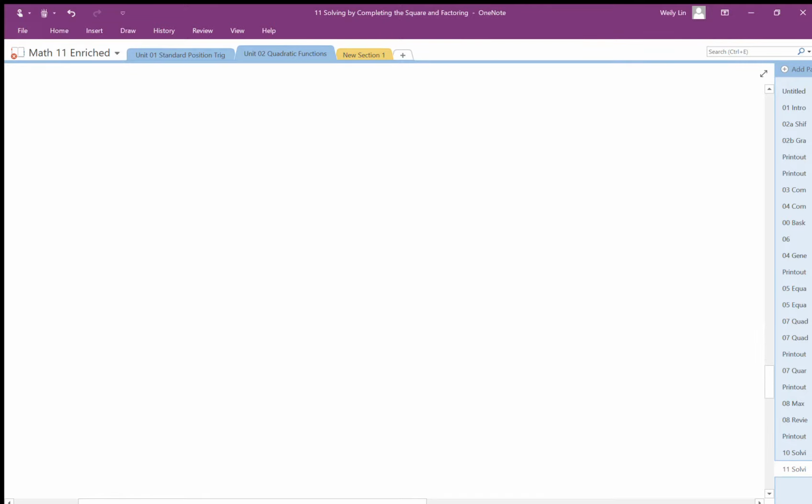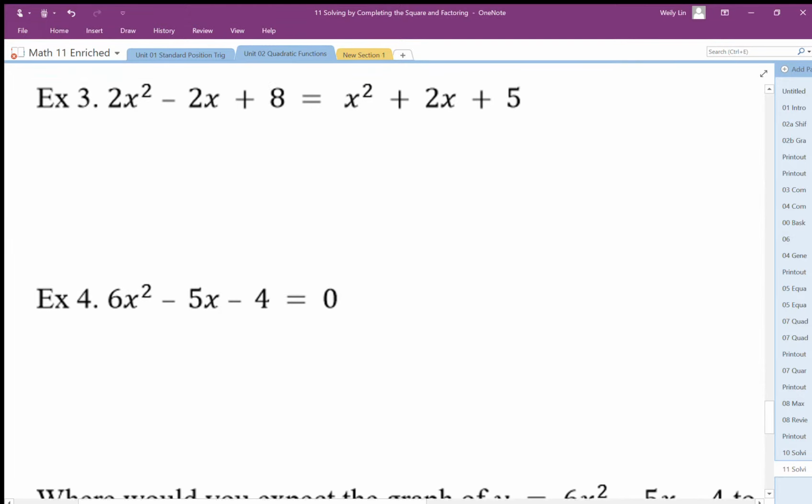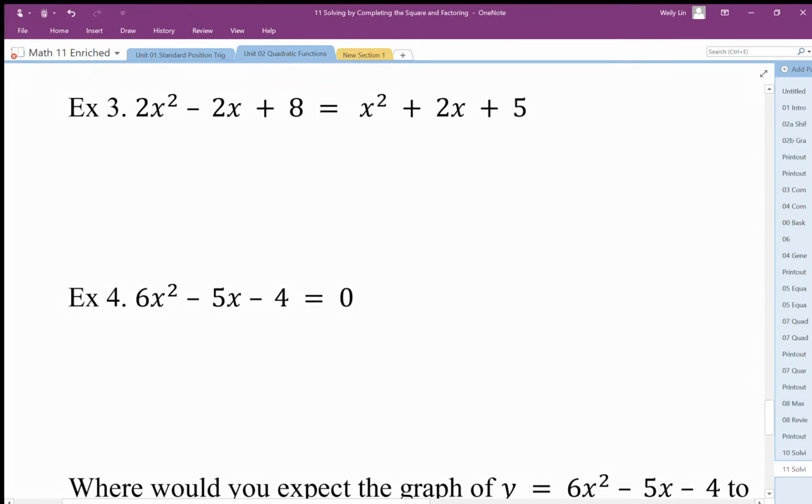So basically, what we want to do is make it equal to 0 and then factor, and it's important that it has to be equal to 0 for this to work. So if I take a look at this equation here, I want to make this equation equal to 0, so I'm going to subtract x squared from both sides. I'm going to subtract 2x from both sides. I'm going to subtract 5 from both sides, and I'm going to end up with it equaling 0.